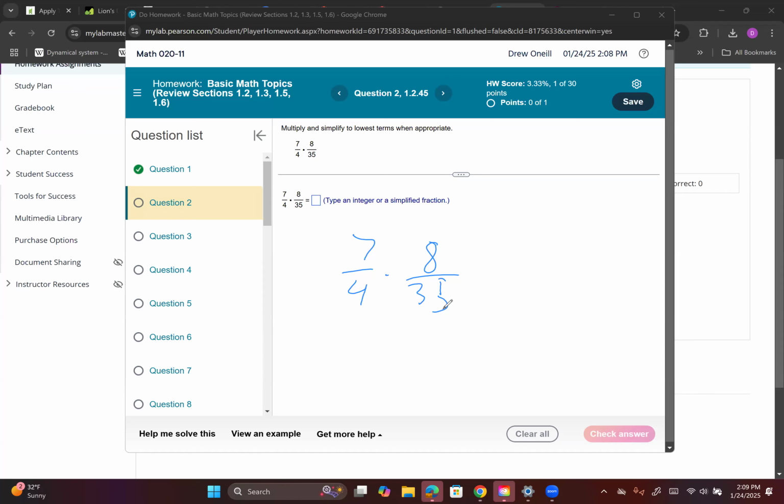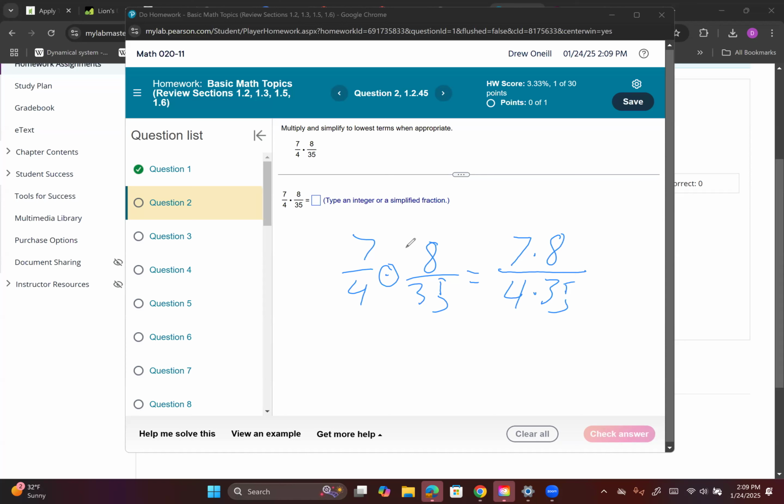So what's going on here? What does this dot mean? What is that dot? That's multiplying, which means we can combine them into one fraction. So we can write it like this. 7 times 8. And this might seem strange, but we're allowed to do this because they're two fractions multiplied.